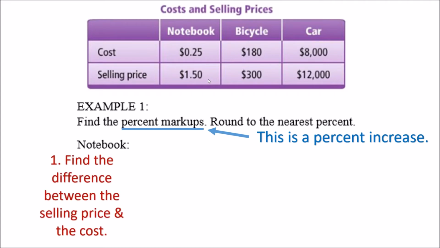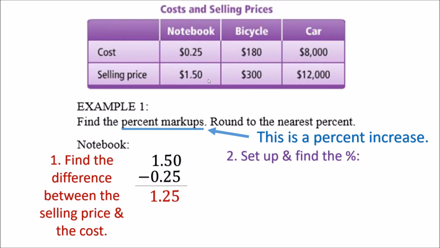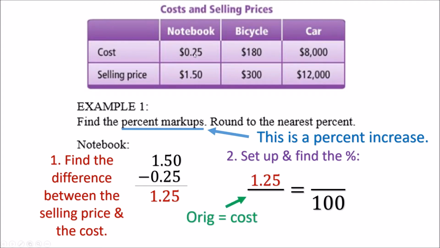So step 1 is you find the difference between the selling price and the cost. So $1.50 minus 25 cents will be $1.25. That's how much Staples is charging more based on the cost of the notebook. In our setup, we're going to put that 125 in the numerator, and then the original, or in this case, the cost, because that's the original price Staples paid, will go in the denominator. And now we solve for the unknown percent. So we take 125, divide by 25 cents, and we will get 5.